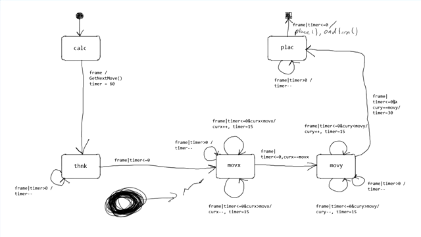Here's a picture of the state machine. It's a gear. That's the most messed up gear I've ever seen. But it's a gear that represents a machine.